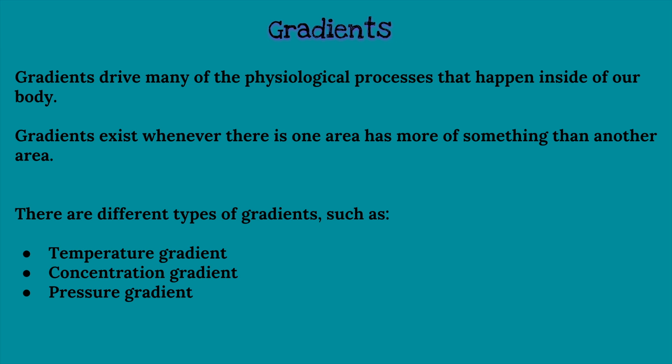Gradients exist whenever there is one area that has more of something than the other. Things such as nutrient exchange, respiration, and formation of urine all are driven by gradients. There are different types of gradients. There's temperature gradients, there's concentration gradients, which you probably remember from introductory biology. And then there's pressure gradients, and pressure gradients can either be hydrostatic or osmotic.